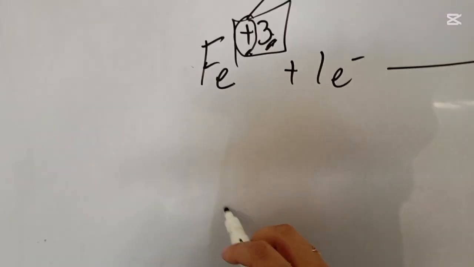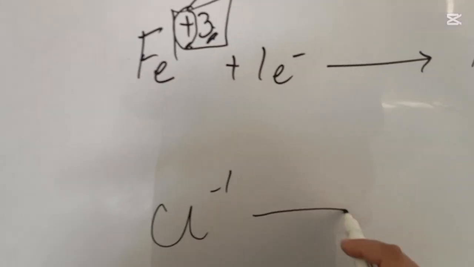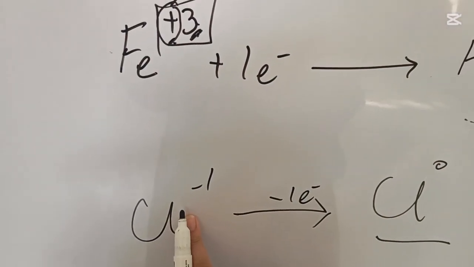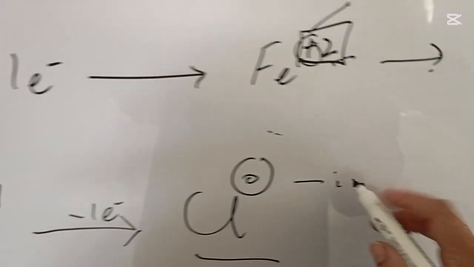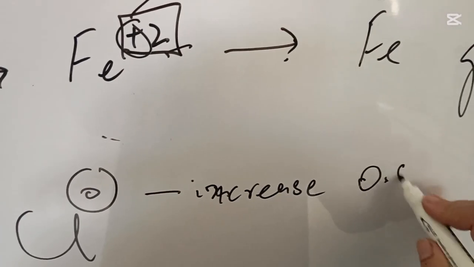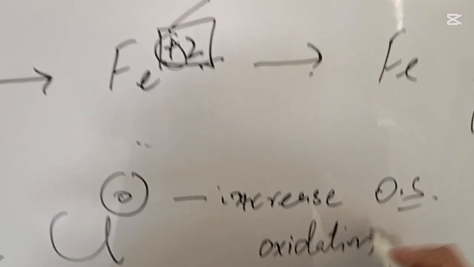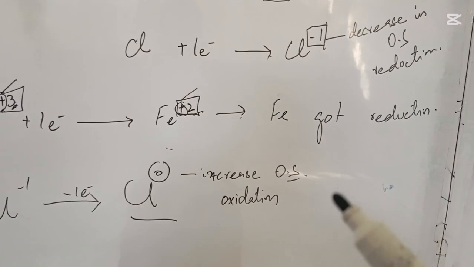Similarly, for a negatively charged chlorine, when it loses its extra electron, it forms a chlorine zero state. Hence, the negative charge is lower in value than zero. We can say an increase in oxidation state has been observed here. Hence, it is oxidation.